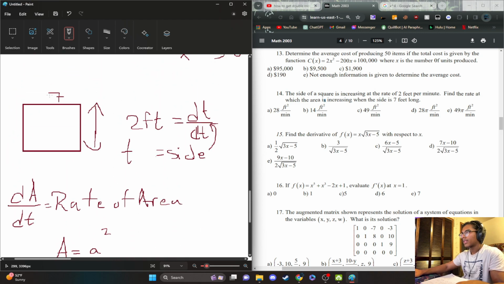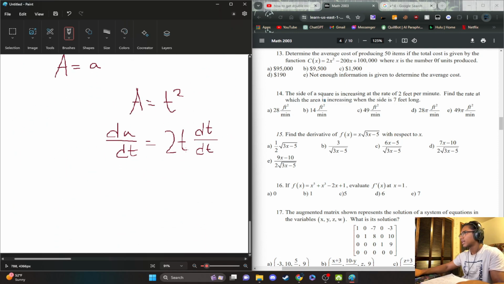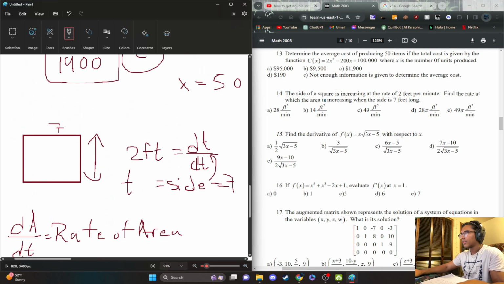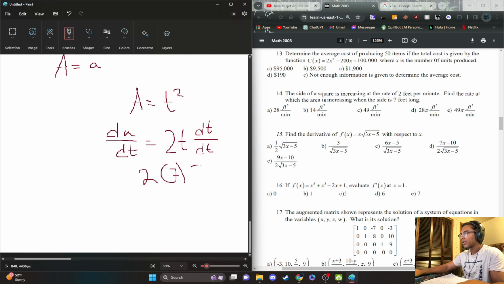You have the fact that your side is 7, right? Your t is 7 feet. They're telling you the side is 7 feet, right? So you have 2 times 7, and they're giving you the dt over dt, which is 2 feet. Now let's just calculate that, and you're going to get the dA over dt, which is the rate of change of the area. So you have 2 times 7, 14 times 2 is 28.